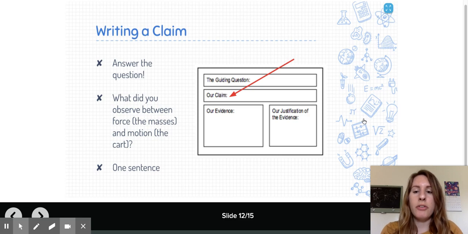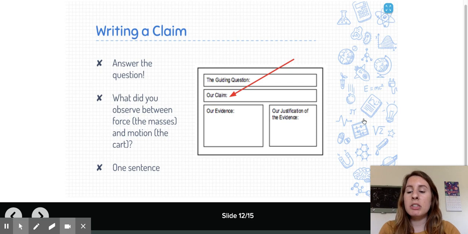All right, so the first part of writing a CER is writing your claim, which is always answering the research question in just one sentence. Two lessons ago, I asked for your exit ticket to be a claim, a one scientific sentence claim to the research question, and several of you did more than a sentence. And there were a few other parts that were missing.